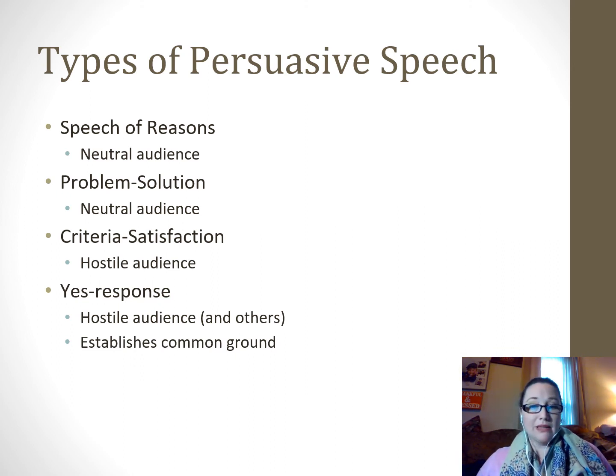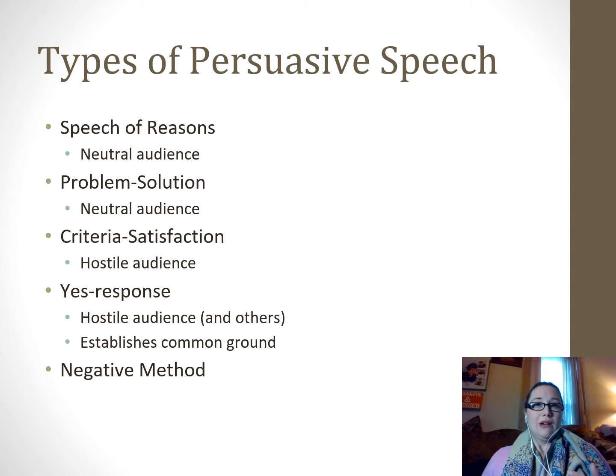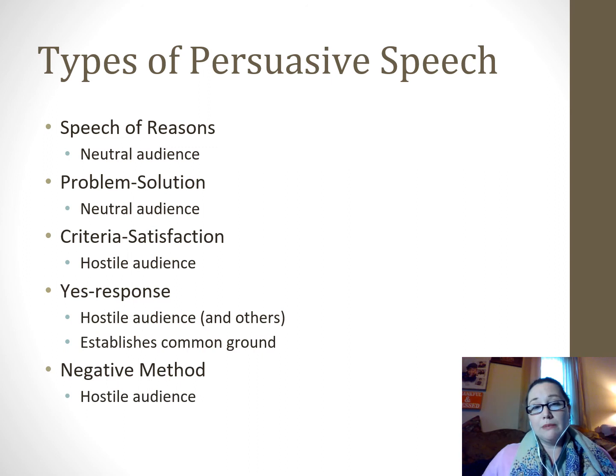And this is where that common ground comes in. And then the negative method. This is where you might look at all the possible options and you can discredit everyone except for yours, where your option, even if the audience doesn't like it, is the only viable option left.